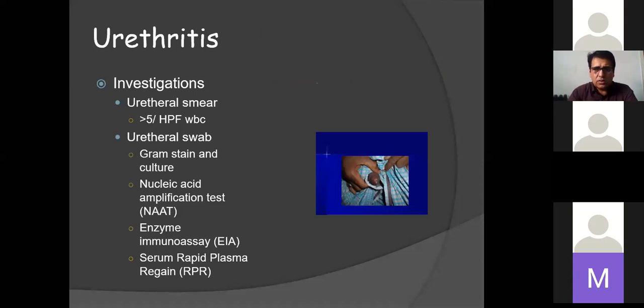So how do you investigate? There's pus coming out from the urethra, so you need a urethral smear to diagnose the urethral infection. The other tests that we go for in urethritis are Gram stain and culture from the urethral swab, nucleic acid amplification test, enzyme immunoassay, or serum rapid plasma reagin. These are done for the other diseases related to STIs, not actually for the bacterial infections.